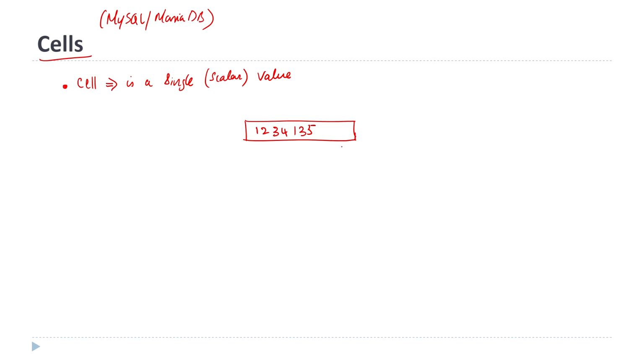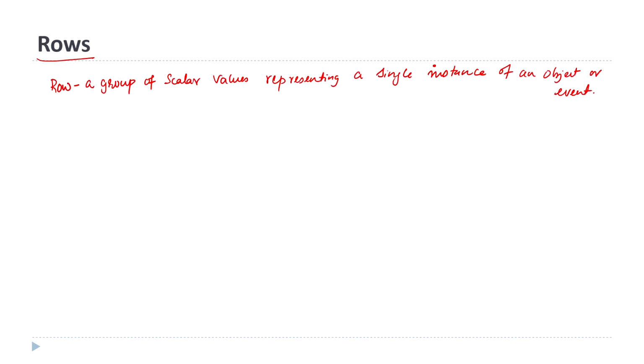If you think about this, a cell usually holds some attribute of an entity. Okay. So, some attribute of the entity usually gets stored in the form of a cell. Whereas in a row, an example of a row is something like this.